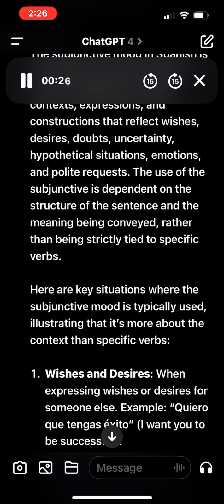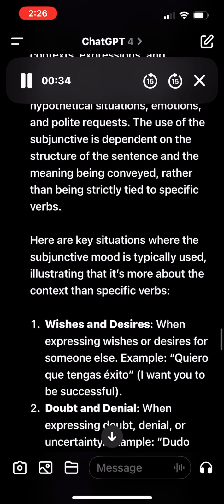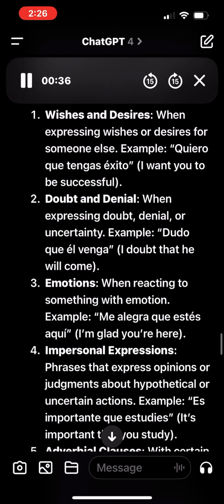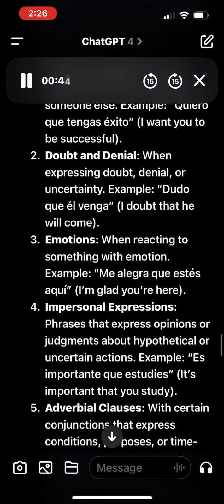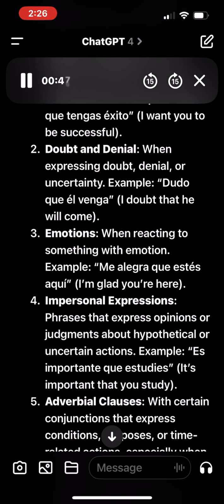Here are key situations where the subjunctive mood is typically used, illustrating that it's more about the context than specific verbs. 1. Wishes and desires, when expressing wishes or desires for someone else. Example, quiero que tengas éxito, I want you to be successful. 2. Doubt and denial, when expressing doubt, denial, or uncertainty. Example, dudo que él venga, I doubt that he will come.